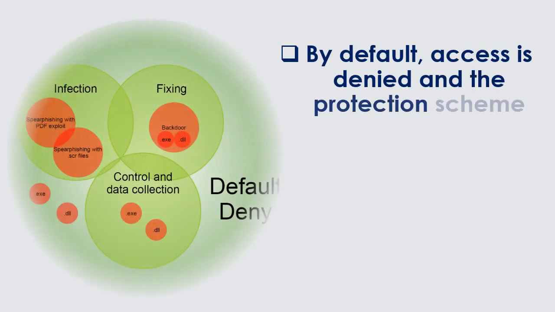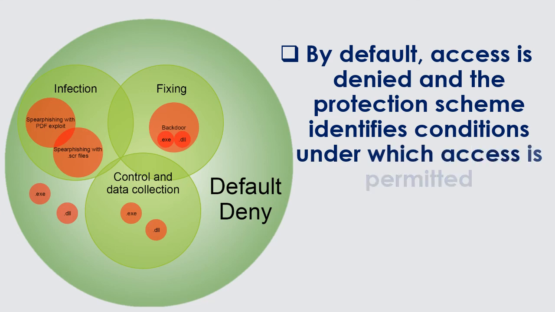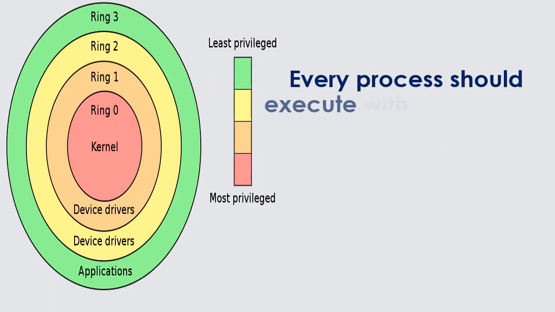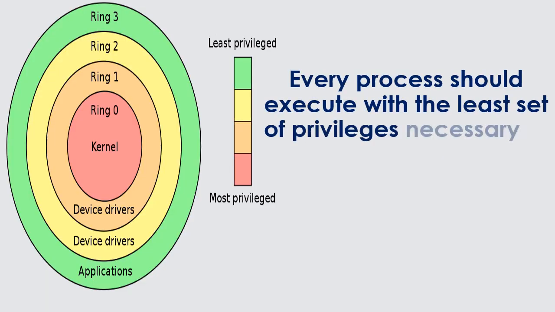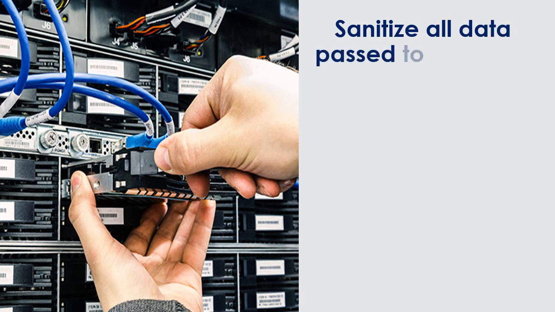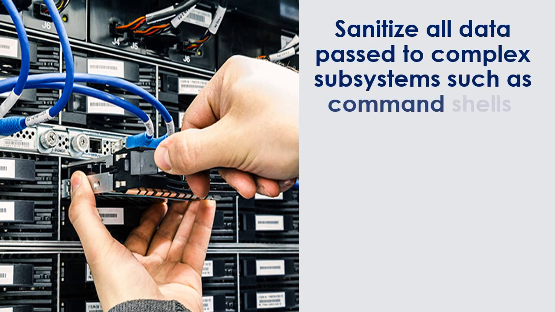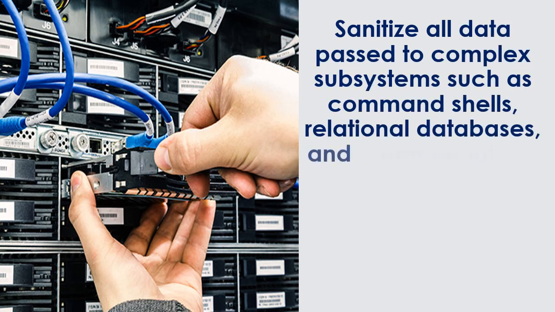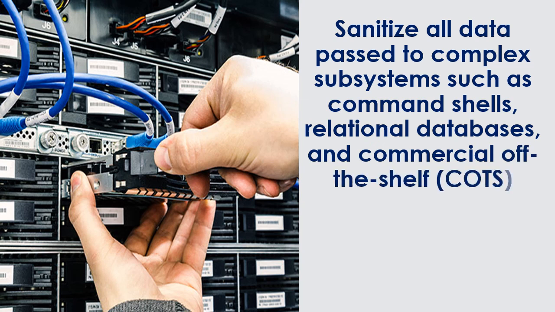By default, access is denied and the protection scheme identifies conditions under which access is permitted. Every process should execute with the least set of privileges necessary to complete the job. Sanitize all data passed to complex subsystems such as command shells, relational databases, and commercial off-the-shelf, COTS, components.